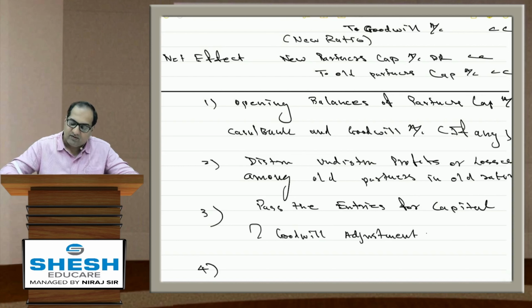This was step number 5. Step number 6 is close all the other accounts and prepare balance sheet after admission.